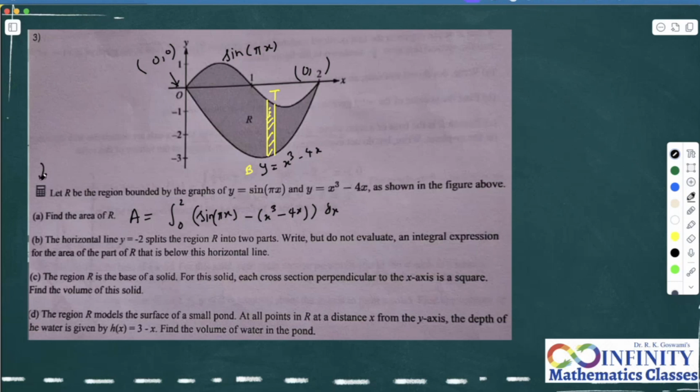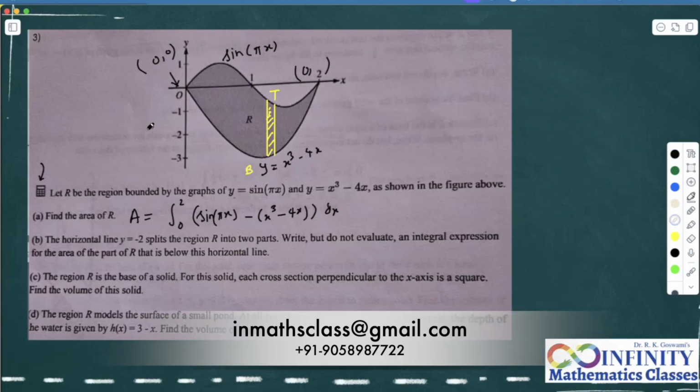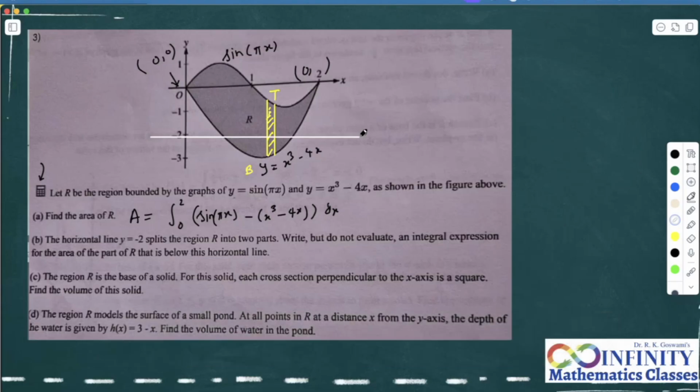Because you have a scientific calculator, you need to make use of your calculator to get the values. Any doubt? No doubt. The horizontal line y equals minus 2 splits the region into two parts. So next, if you just draw a line like this, this is y equals minus 2. It is just converting it into two parts.